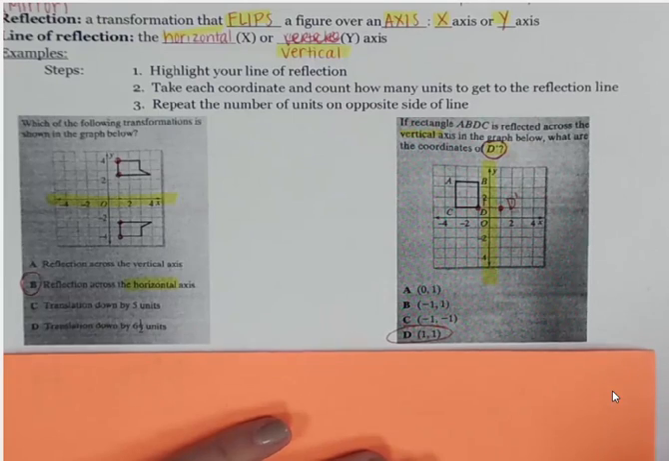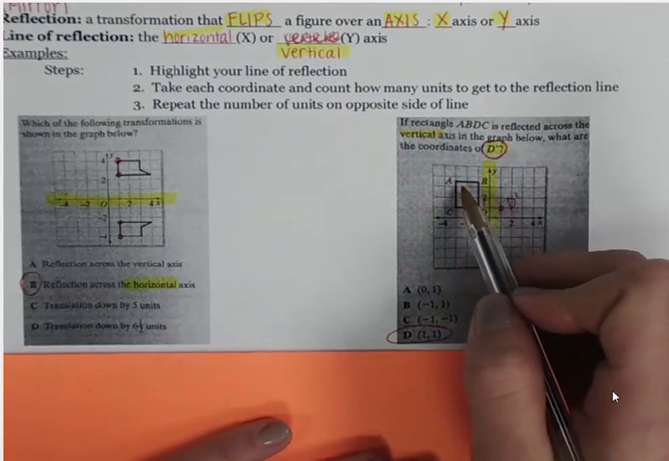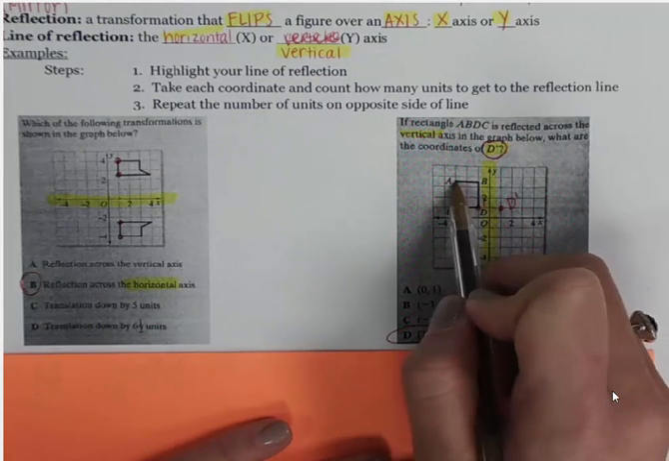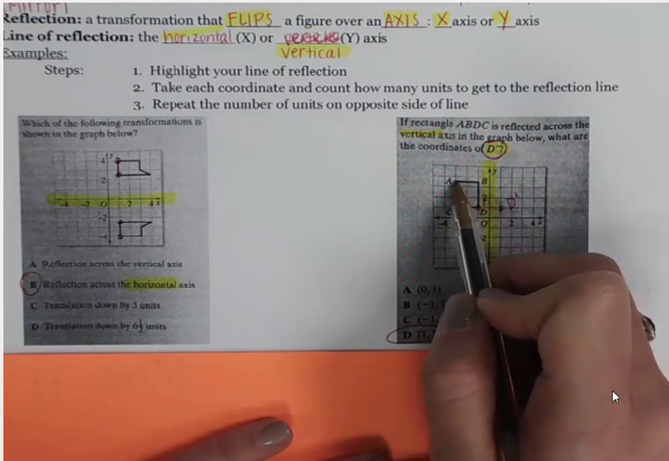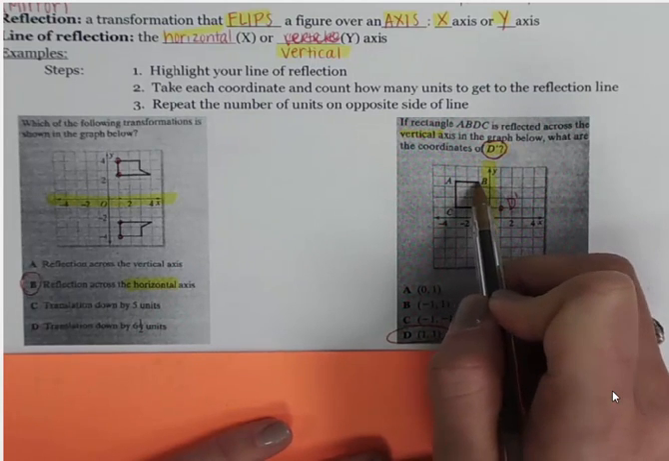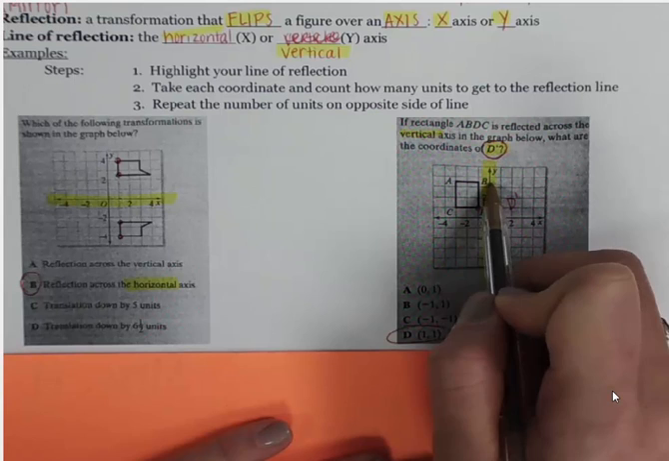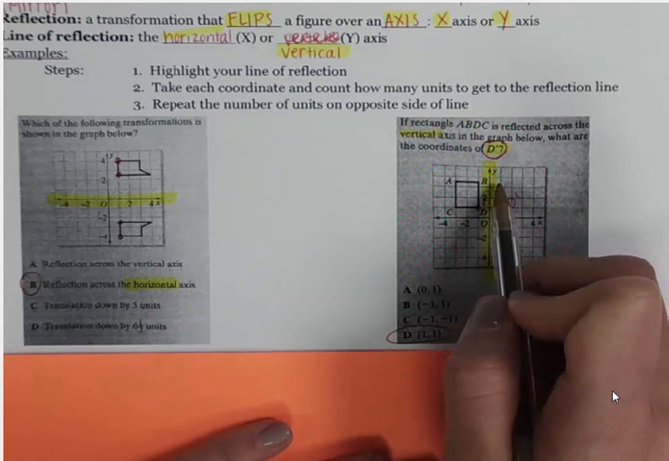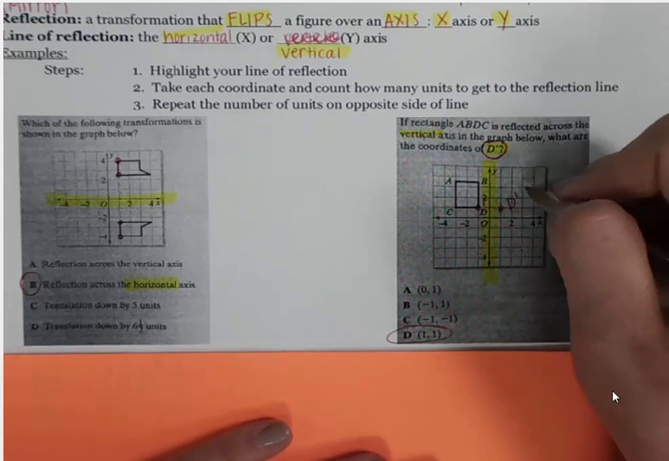Say I wanted to reflect A though. How many units till I get to the reflection line? I get 1, 2, 3. So now you have to repeat on the opposite side. 1, 2, 3. This is where A prime would be.